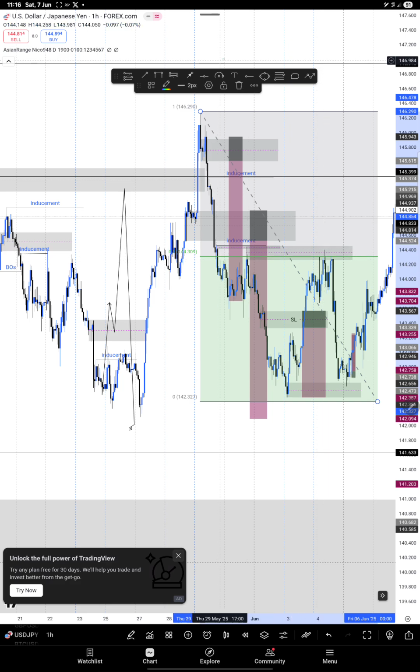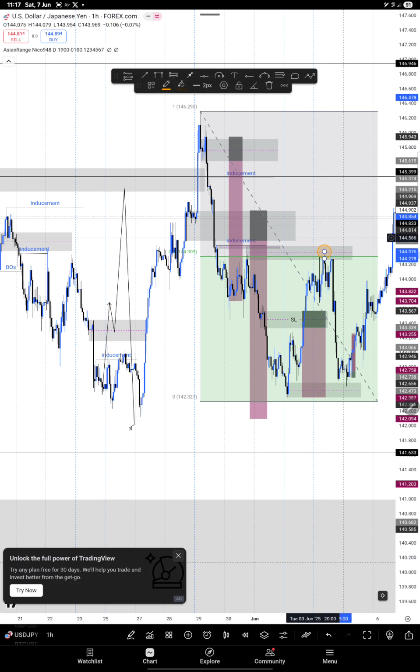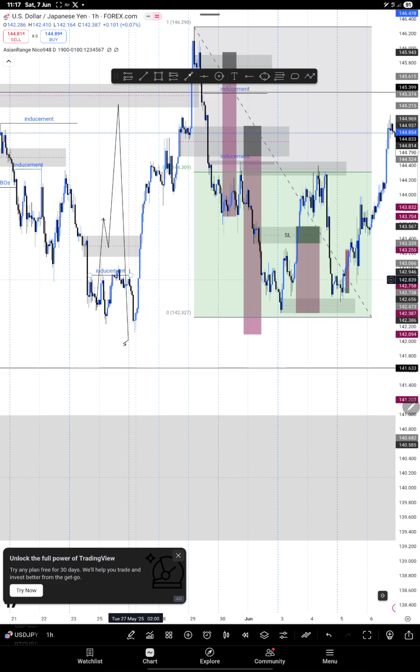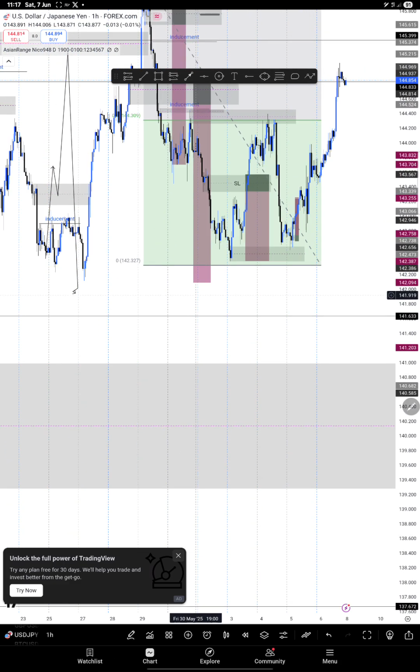As you can see in this setup, the protected high was outside the discount area, inside the premium zone, and you can see price tap into it and sell off. My direction for UJ changed last week and the last two weeks.